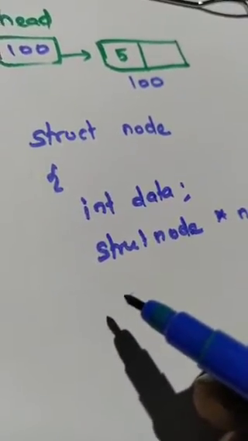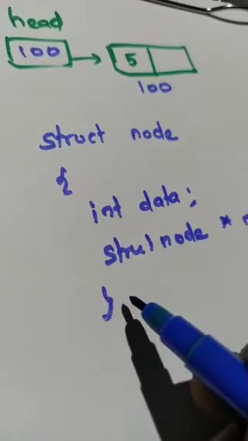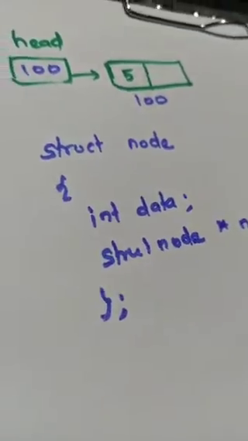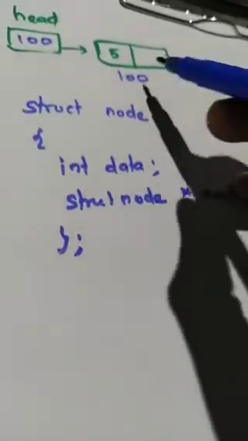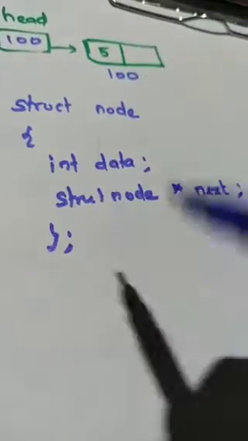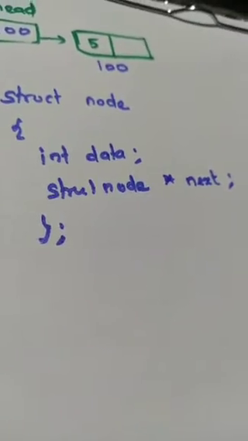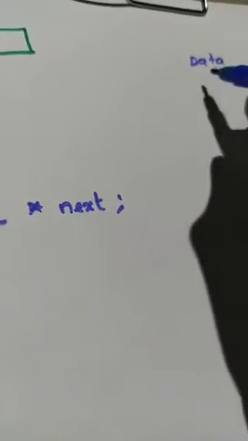Then what else do I want? I can declare head and the temporary pointer individually. Now I have created the data type for this particular node. This is going to be the structure of a node. It will have two fields, right? The first one is data and the next one is next. Data will have the data, and next will have the address of the next node.